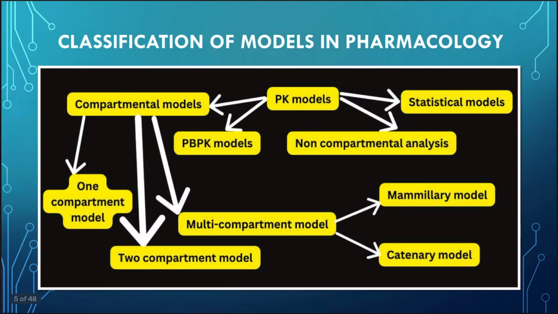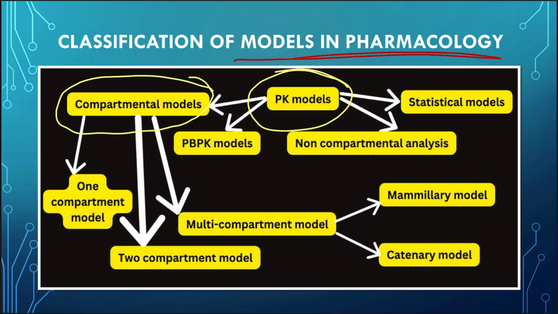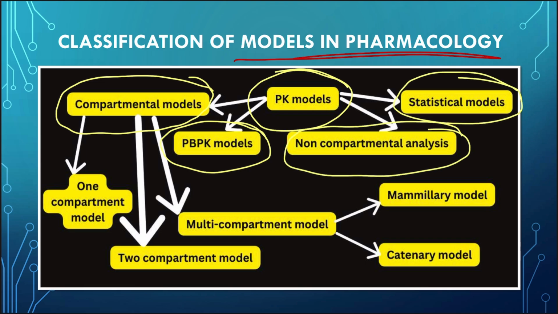Now coming to the classification of the models in pharmacology. First we will classify the PK models, that is pharmacokinetic models. We have different models, of which the most commonly used is the compartmental models. Then we have PBPK models, that is physiologically based pharmacokinetic models. Then we have non-compartmental analysis, and finally the statistical models.